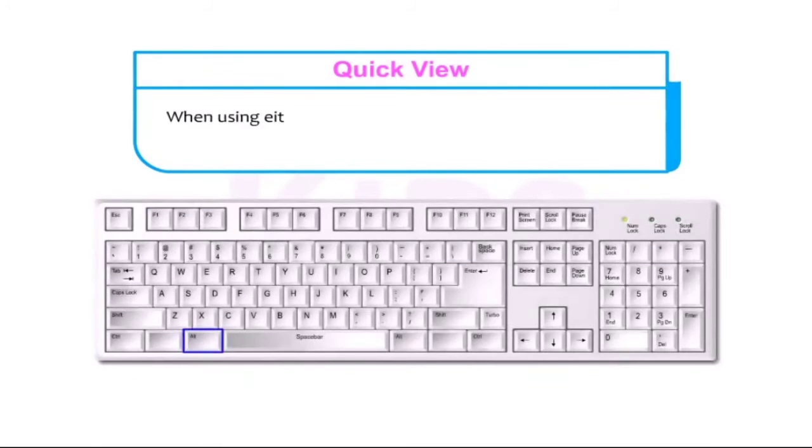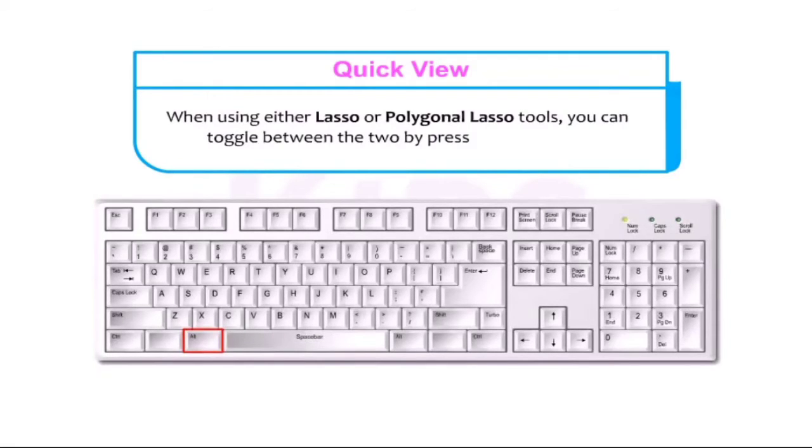Okay, let us take a quick view. When using either lasso or polygonal lasso tools, you can toggle between the two by pressing the Alt key.